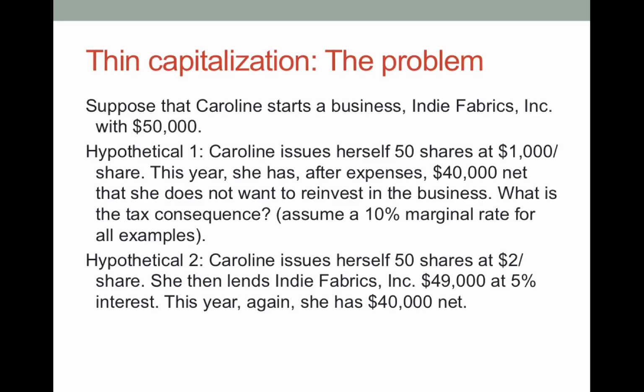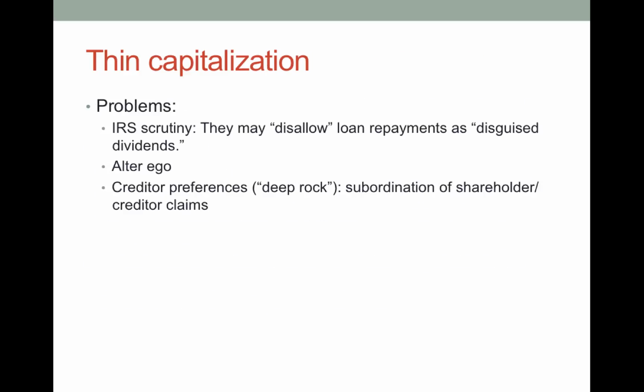What you look for is the debt to equity ratio. How much debt is there compared with how much equity? In hypothetical number 2, the debt equity ratio is 49-1, and that, in the IRS's view, is really high. What's going to happen? The IRS may disallow those loan repayments as disguised dividends, and they could impose penalty and interest and other bad things.